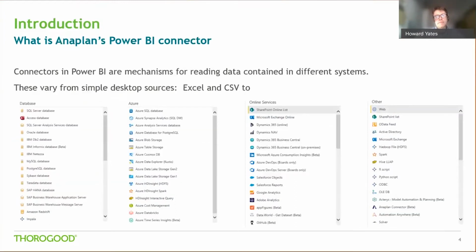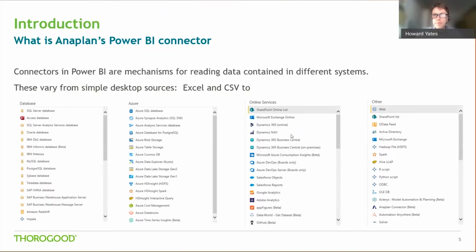So what is the connector? In order to do its thing, Power BI needs to be able to pull data in, and it can pull data in from a huge variety of sources. This is the list of connectors that it has. Databases, probably the first thing they came up with, and then quite a focus on Azure being their technology. And then they've been branching out into more and more third-party sources of data. And it's finally arrived at Anaplan.